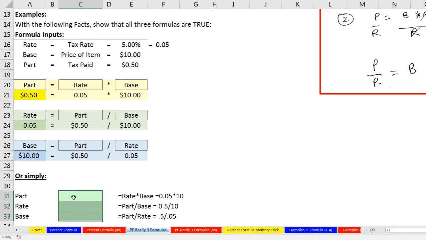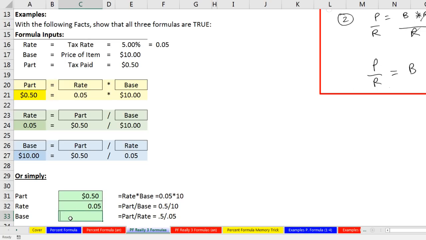Also, I should have had this empty right here. We don't have to put the equal sign and the multiplication and spread it out like that. We can just solve for the part equals rate times base and enter. Rate equals, there's the part divided by the base. When I hit enter, I better get 0.05 or 5%.